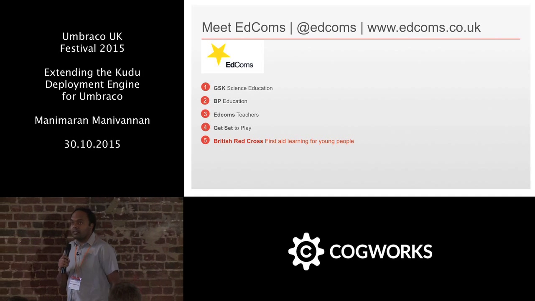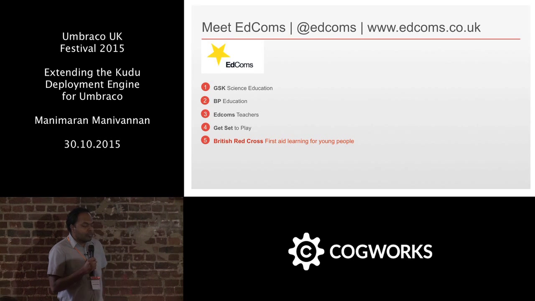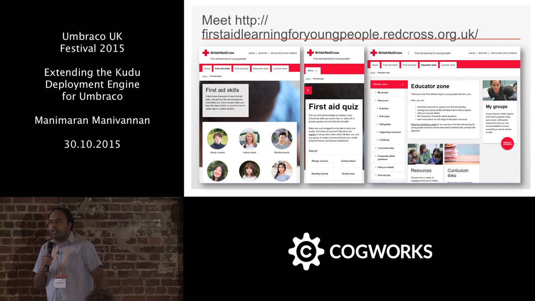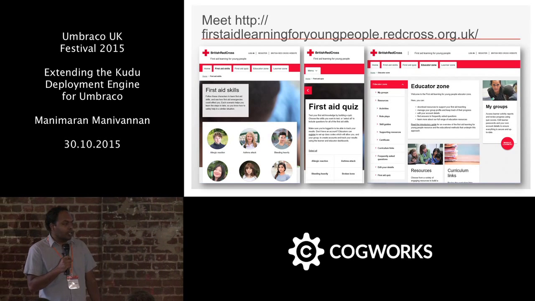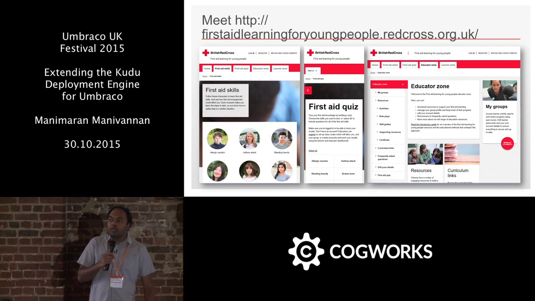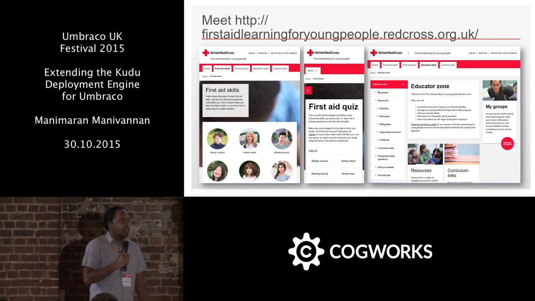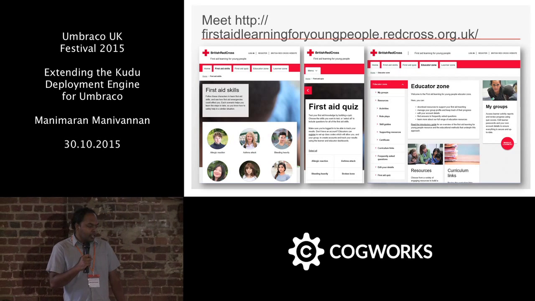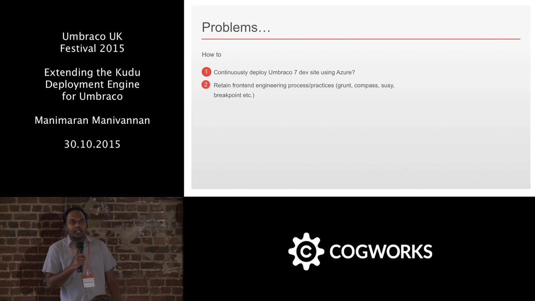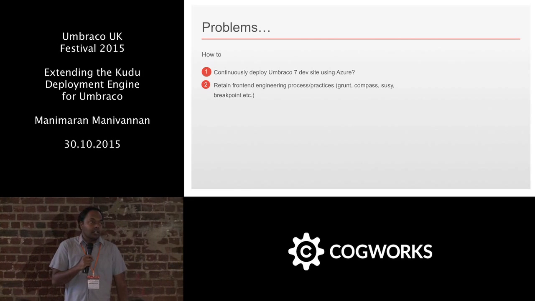In the last 2 months, we launched this new website for British Red Cross. It's called First Aid Learning for young people. We had to host this website in Azure using Umbraco 7. So I'm going to talk about a couple of the problems I came across in order to achieve this. Specifically, how do I set up continuous deployment of an Umbraco site to Azure?